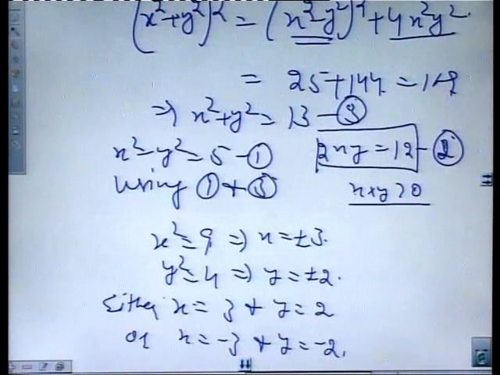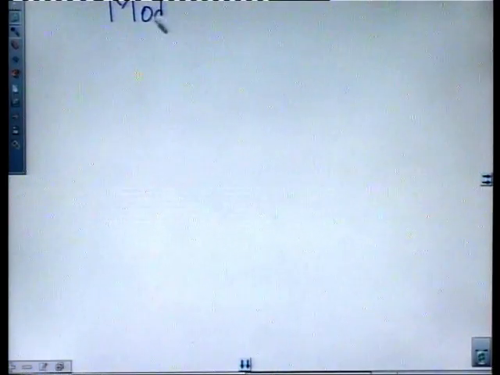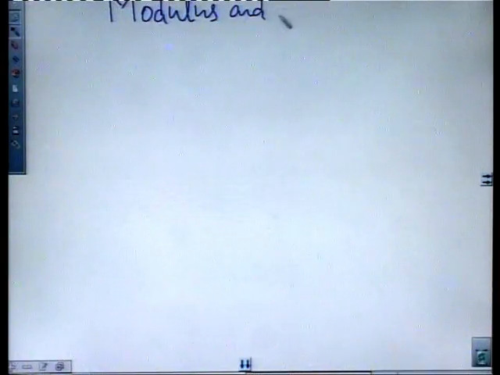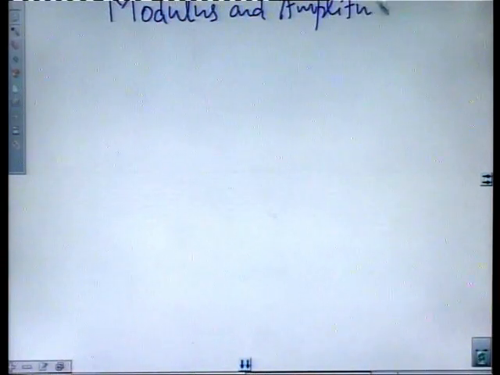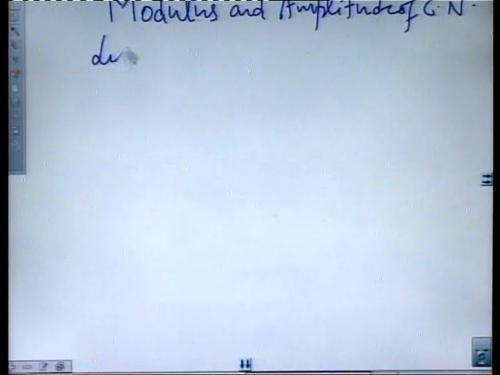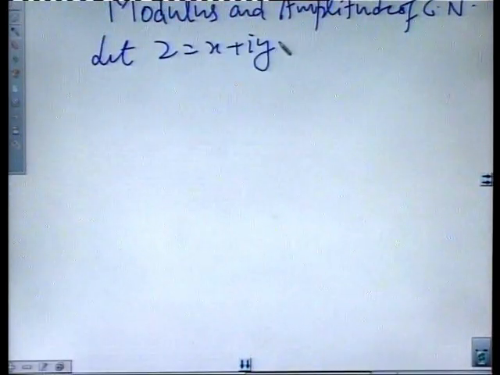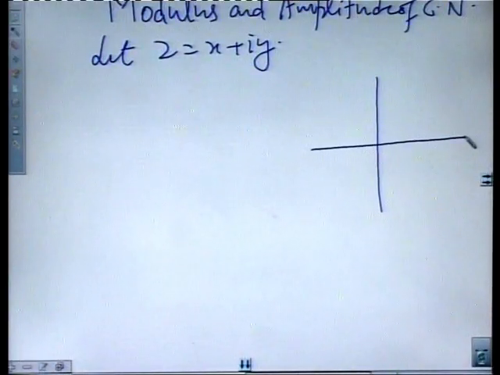Now next is modulus and amplitude of complex numbers. Let z is equal to x plus iota y be any complex number. Now, the plane where we represent this complex number is called complex plane or Argand plane.